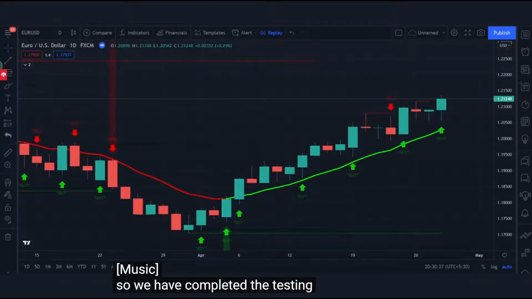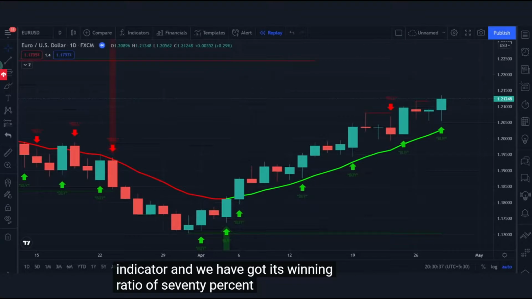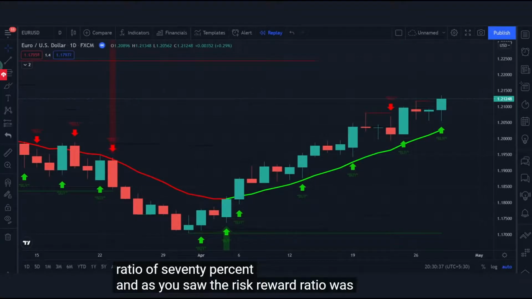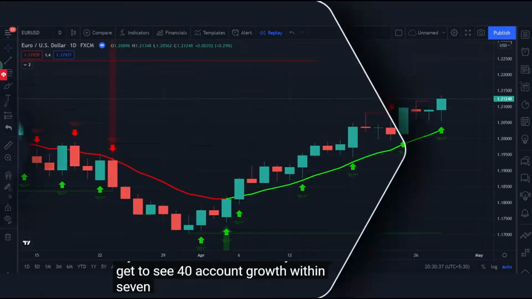So we have completed the testing of this indicator, and we have got a winning ratio of 70%. As you saw, the risk-reward ratio was less than 1%. If you use this indicator, then you will see 40% account growth within 7 days.